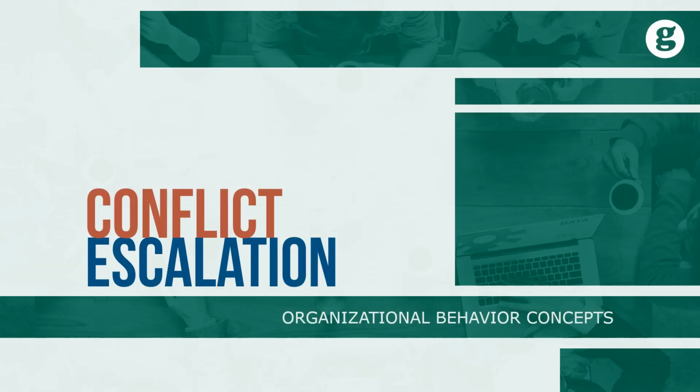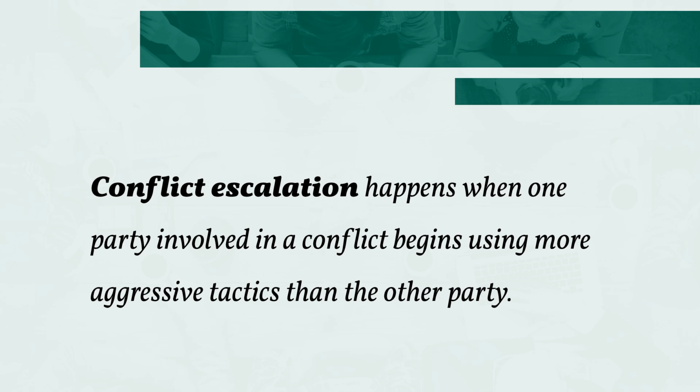Unfortunately, conflict has the tendency to escalate in organizations. Let's take a look at conflict escalation. Conflict escalation happens when one party involved in a conflict, an individual, a group, department, or the entire organization, first uses an aggressive tactic or begins using a more aggressive tactic than the other party.